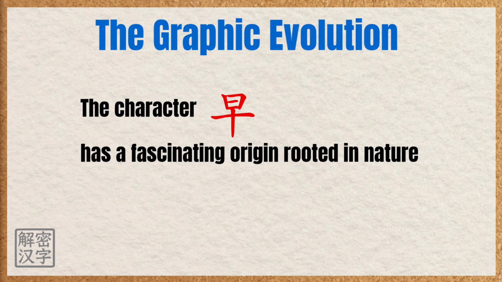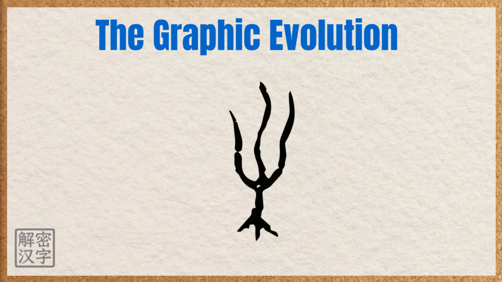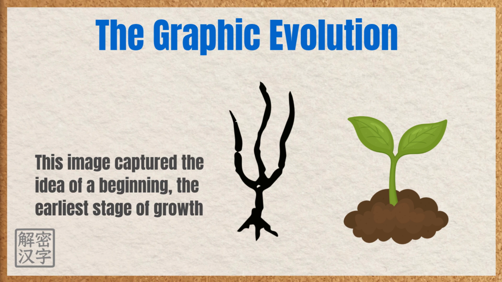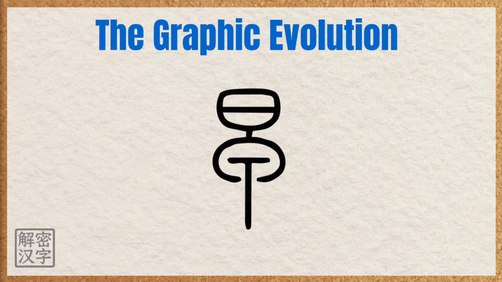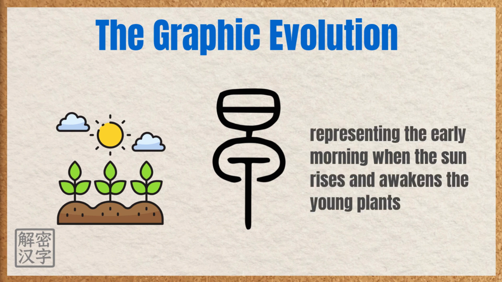The character Zao has a fascinating origin rooted in nature. In its earliest oracle bone form, it is often interpreted as resembling a sprouting plant, a young shoot breaking through the soil. This image captured the idea of a beginning, the earliest stage of growth. Later, the character evolved to include the sun component, combining the idea of sunlight with new growth and representing the early morning when the sun rises and awakens young plants.